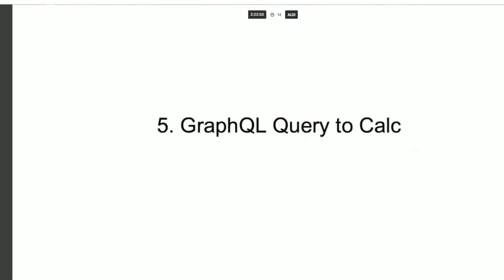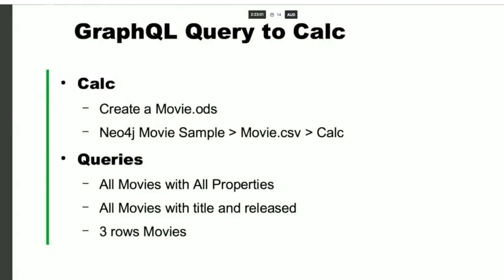Okay, a GraphQL query to Calc. Calc to GraphQL. Now, okay, I created the movie ODS Calc file with some movie data, from the Neo4j movie sample, maybe CSV to Calc. I tried three queries. One is all movies with all properties. Second is all movies with just title and released. A third, just three rows of movies. Three simple queries.